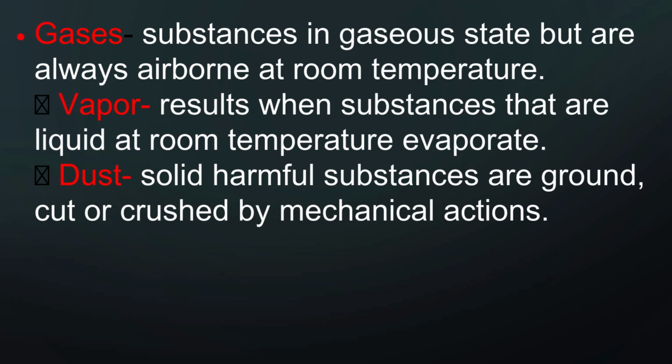First, we have gases. These are substances that remain airborne at room temperature. They're always present in the air around us, which makes them a constant consideration in terms of safety. Next, vapor. This is what we get when liquids evaporate at room temperature. Think about how quickly this can happen in a warm environment, and the potential for inhaling these vapors. It highlights the importance of proper ventilation.